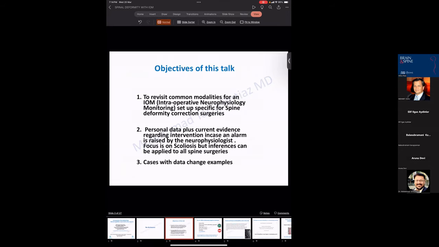The objectives of this talk: first, I'm assuming most of the attendees are surgeons, so we will revisit some of the modalities that have been used for spinal deformity IOM setup. Then I'll share my data and the evidence. I'm hoping that by the end of my talk, more surgeons will be convinced to use monitoring, of course when they have trained staff available. And if I have time, I'll show you some cases with data changes also.